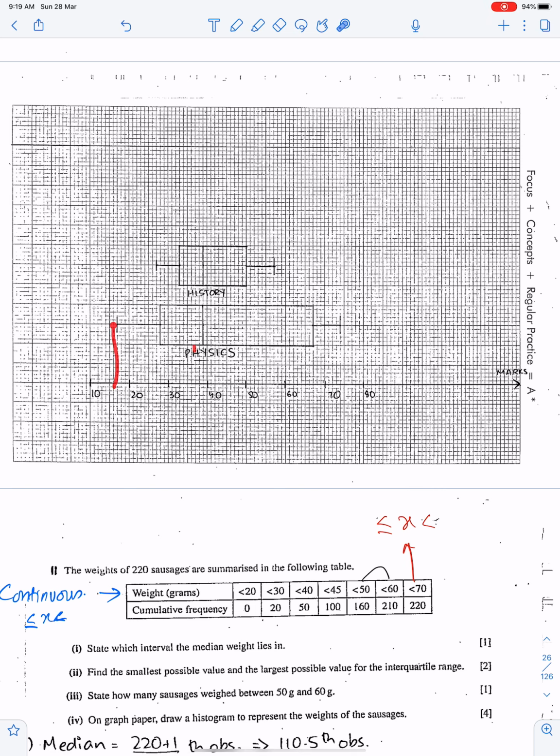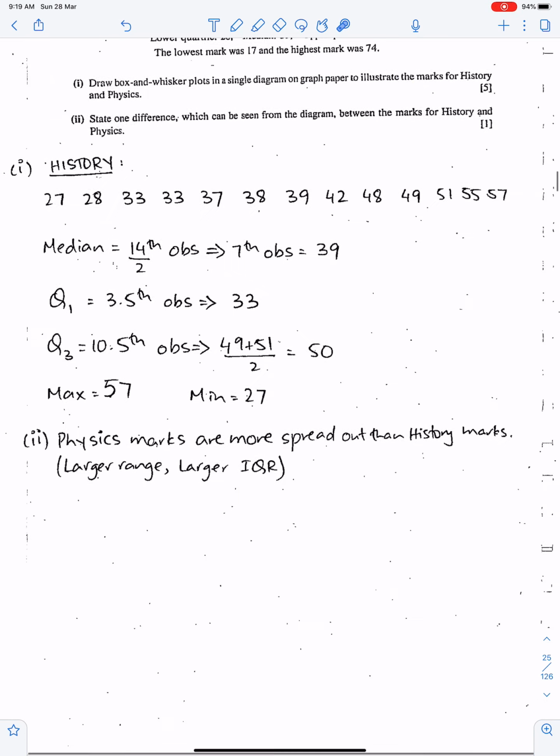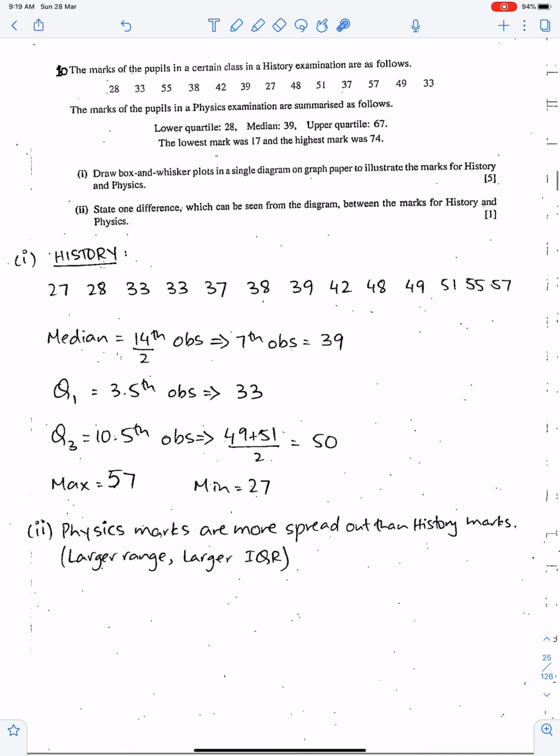Physics, this distance is 3 centimeter and this is 6 centimeter. See, median is same, but more variation in physics marks than in history marks because of greater range. Physics marks are more spread out than history marks because of larger range or larger IQR. This is the difference.